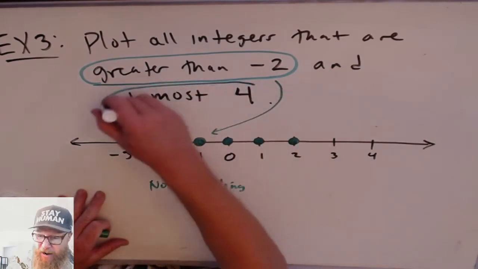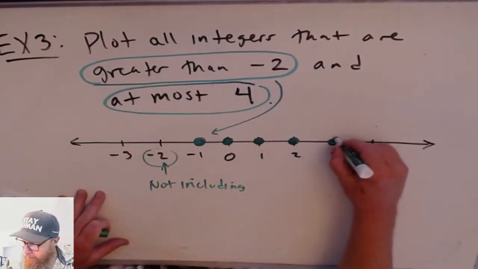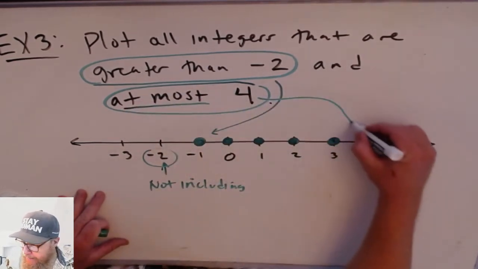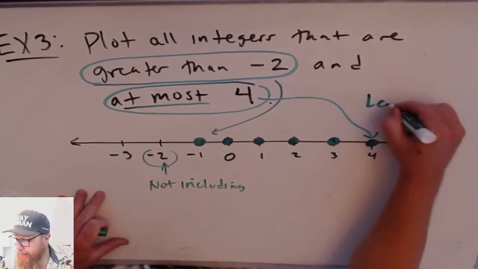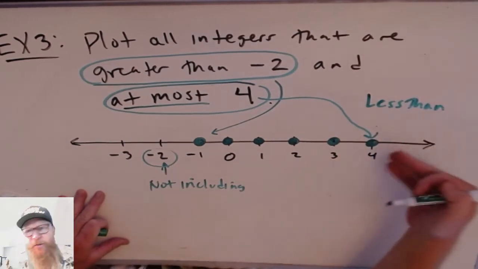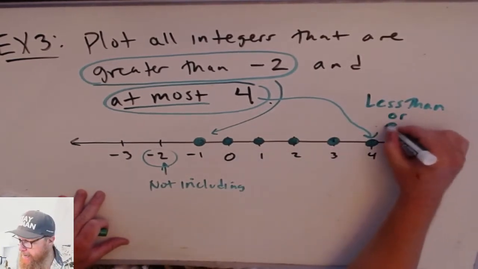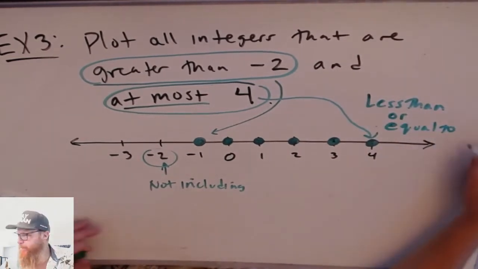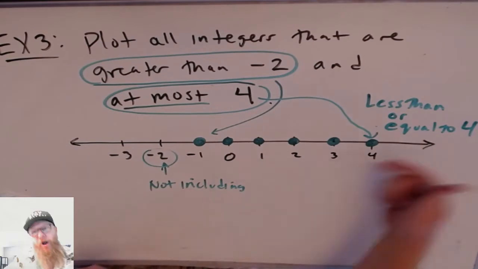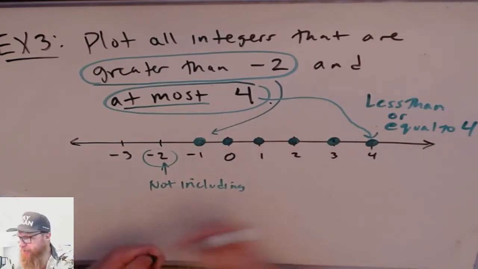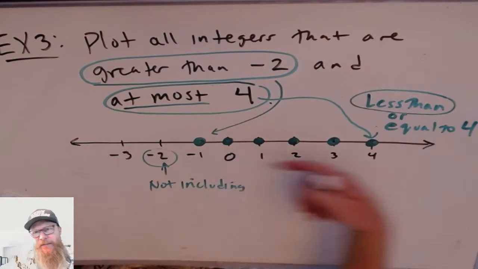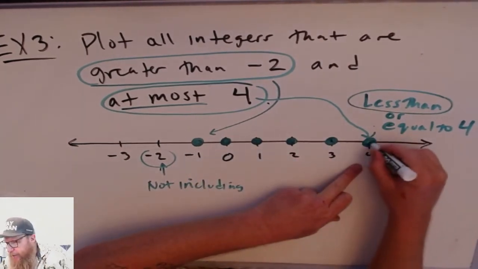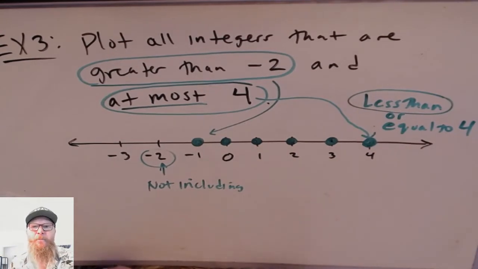And at most 4. At most means less than, so to the left or equal to 4. So all of these dots are to the left, less than 4, or equal to 4, so actually including the dot at 4.